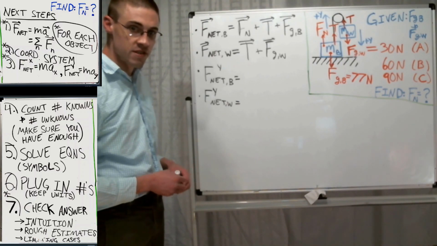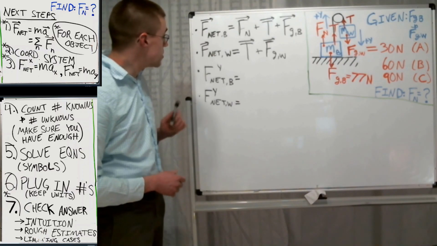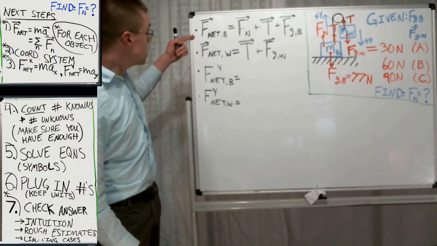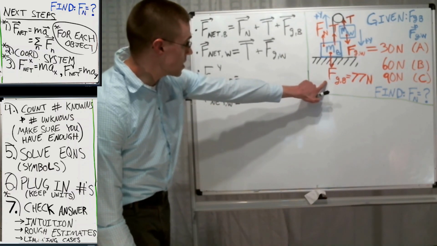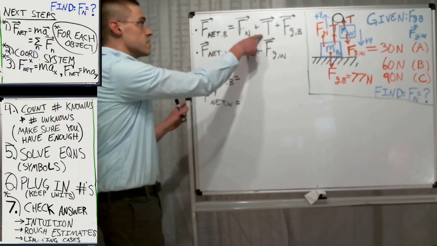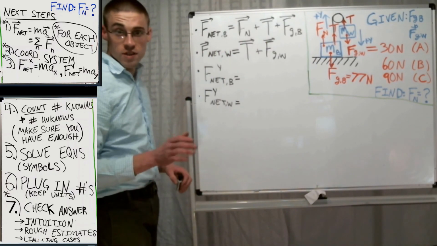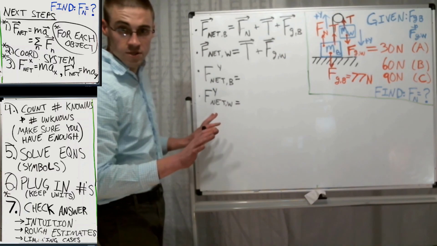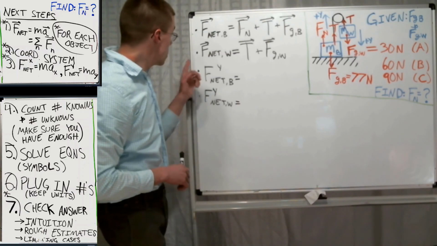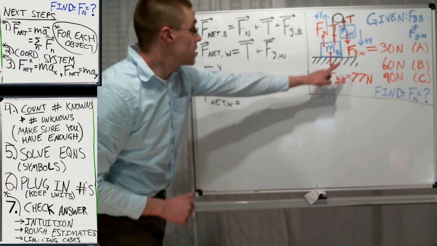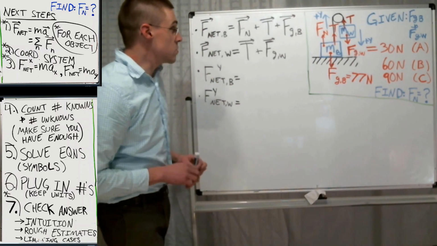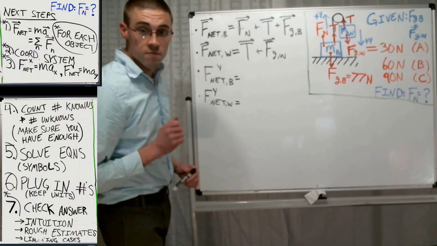Step 1 was to set up an F net equals MA equation for each of the individual objects. So I have F net on B. Looking at the free body diagram, I have a force of gravity, a normal force and a tension force, so Fn plus T plus Fg. Note that this is true independent of whatever the coordinate system is; it's still true in its vector form. Now, F net on W is just a tension force and a force of gravity, right? That's step one. Step two, pick a coordinate system for each object.